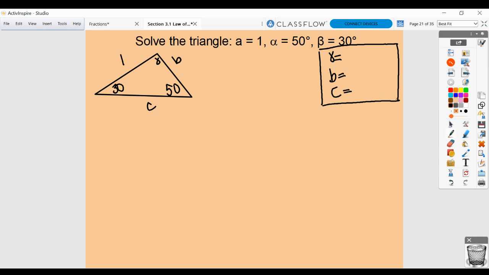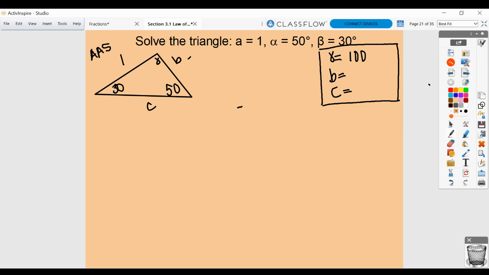Okay, now this triangle, if you look, is an angle side. So there is no reason to check and see if there are two triangles or not, because that is only with the side angle triangles. So this one's just going to be a normal problem that we complete. We can find gamma first because we have the two other angles. So 180 minus 30 minus 50 will be 100.